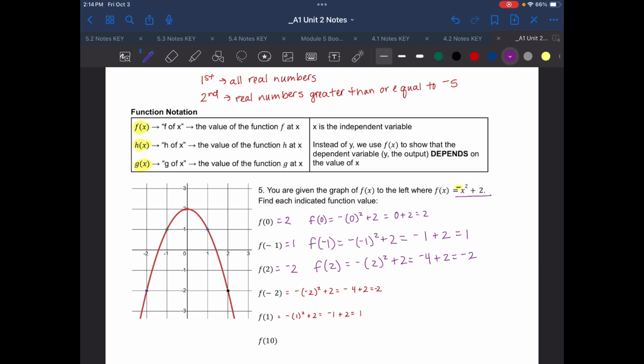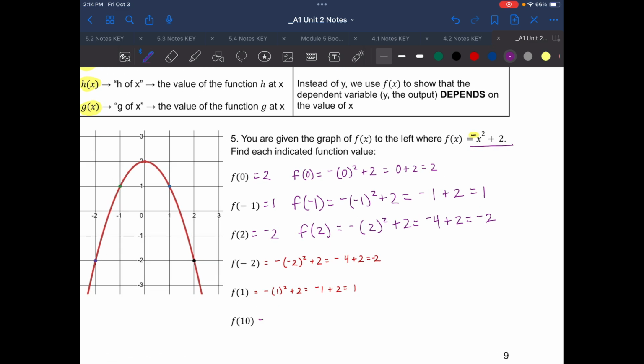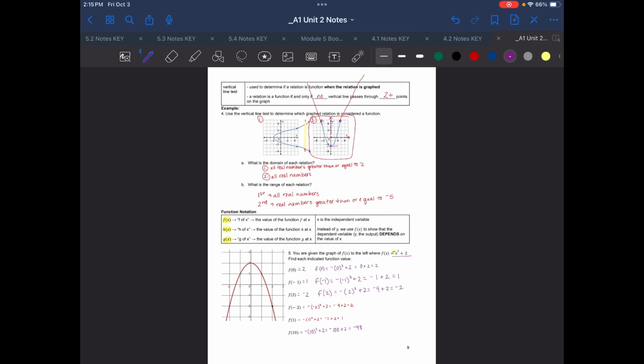Now f of 10, if you look at your graph here, we don't see the x value of 10. Okay, but we can plug it into our function and do -10 squared plus 2. Get -10 squared is 100 plus 2, and -100 plus 2 is -98. All right, that is all that we have for 4.1.